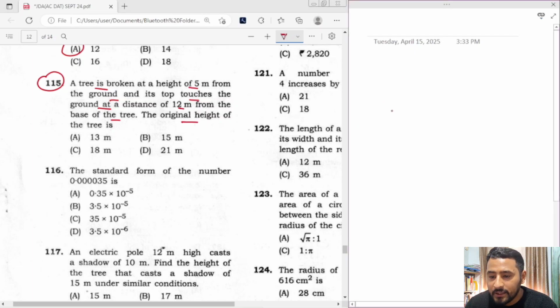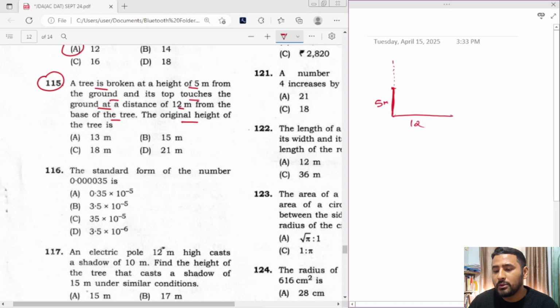Suppose this is a tree. This is broken from here. Let me just draw the imaginary line. This is long, it is like this, but it is broken from here, and it touches the ground at a distance of 12 meters. This is 5 meter height, and this is 12 meter.